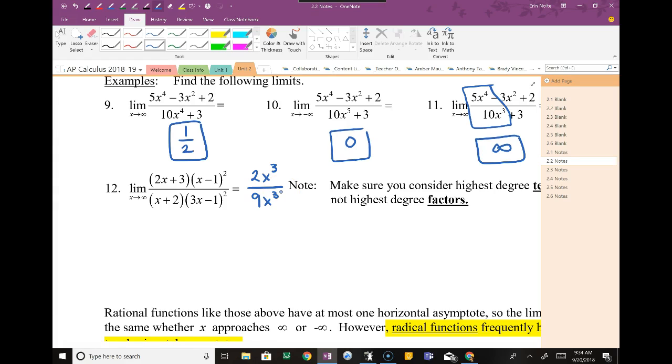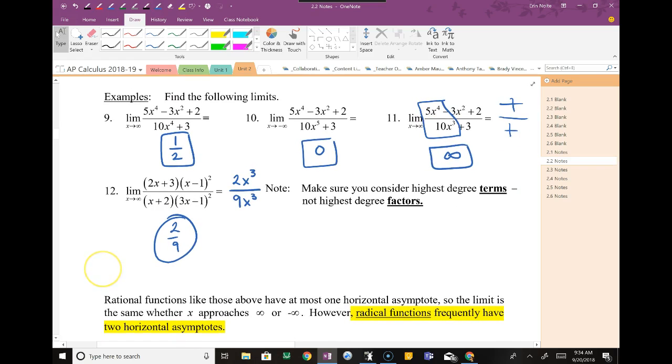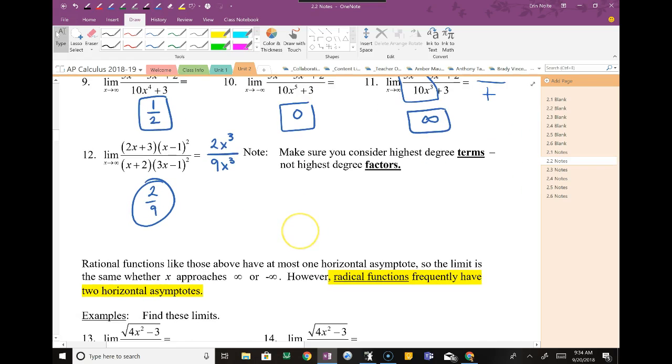Okay, so now, do I have a horizontal asymptote? Where's my horizontal asymptote? At 2 ninths. So what is my limit value as x approaches infinity? 2 ninths. Okay, so it does say a little note there that helps us figure that one out. Consider the highest degree. The rest of them just don't matter. They're insignificant as you're going to infinity.